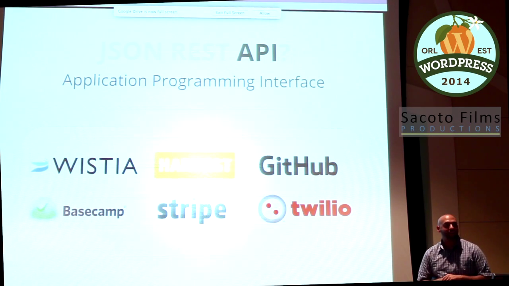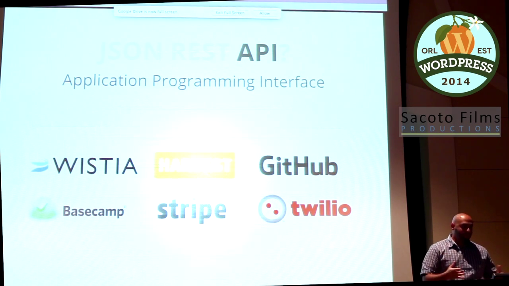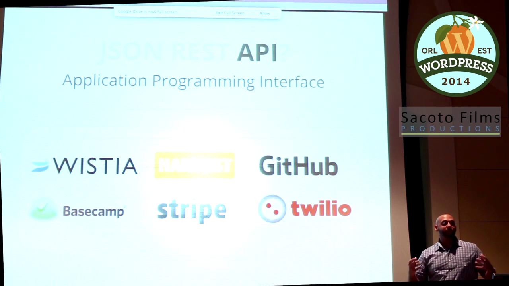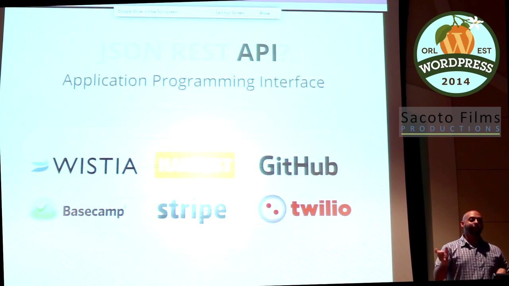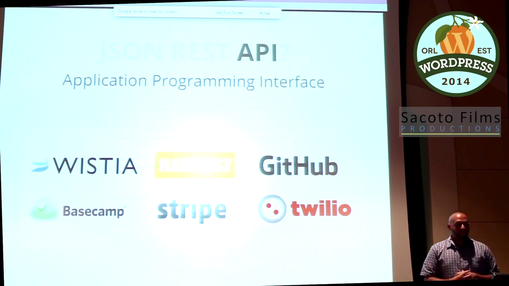API stands for Application Programming Interface. A lot of the companies that we probably work with on a daily basis, like Harvest, GitHub, Stripe, Basecamp, Twilio, all of their infrastructures and platforms come with some type of REST or API that allows you to connect like your Basecamp to your Harvest, so when you're doing time tracking, everything's synced up.